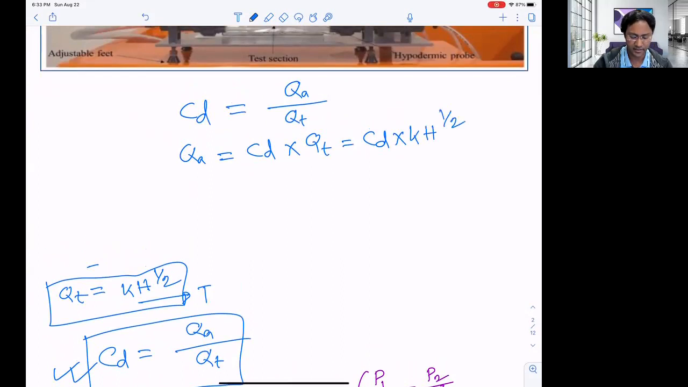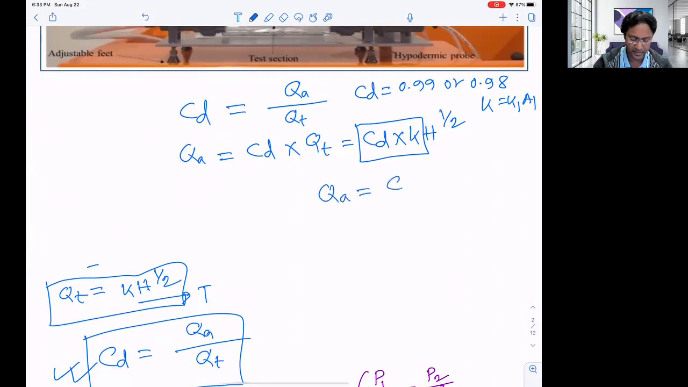Since CD is another constant value, it may be 0.99 or 0.98, whatever the value is. It is a constant. K is also constant. We already have an idea that K is K1 and A1. We know that K1 is also constant. It depends on the diameter of the two sections and the ratio of these two diameters. So that's how we can replace these two values again. So QA will be C, since we are replacing this CD into K, now we can write this to the power half.